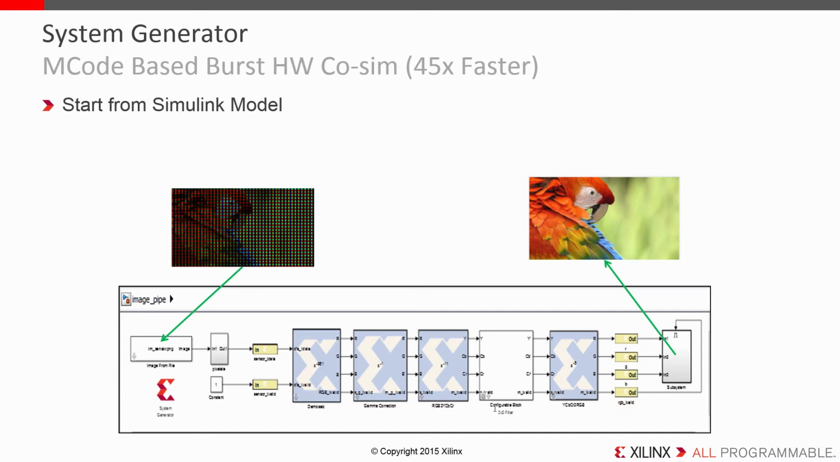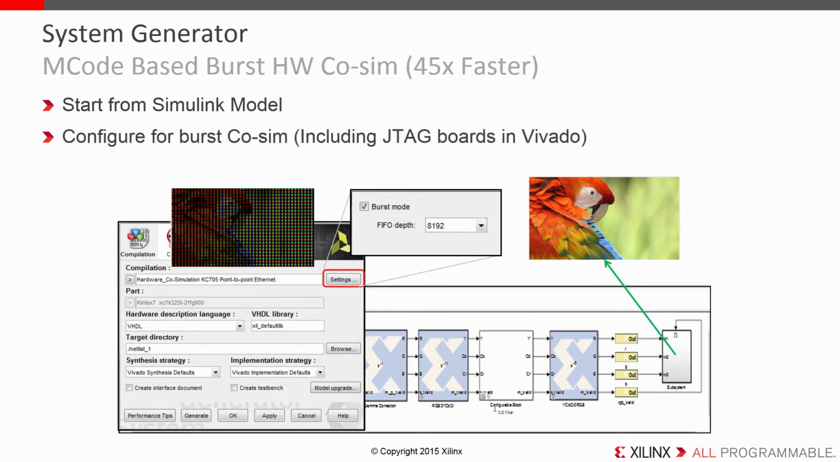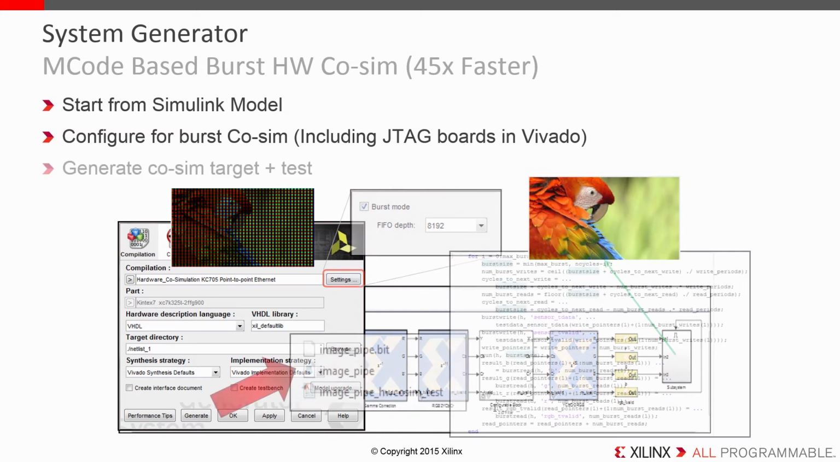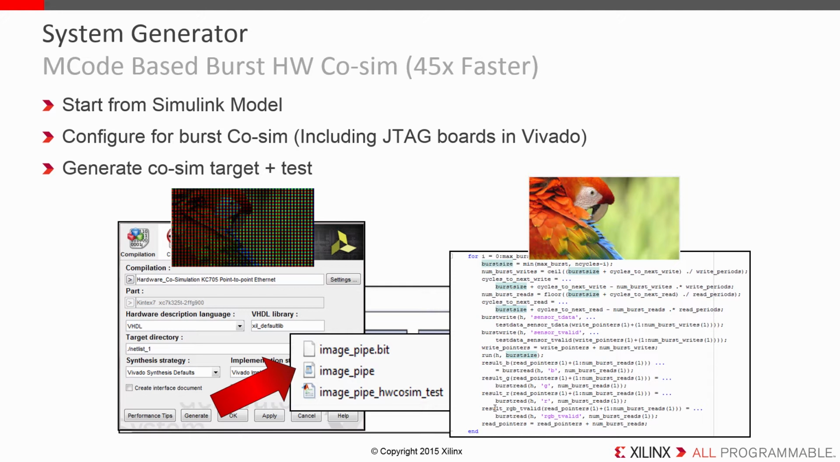In this example model, we start with an image processing path. Bayer formatted images are passed through the chain of IP, and the result is an RGB-corrected image. After initial verification, the System Generator token is invoked and configured to create a burst mode co-simulation target. Any 7 series board with JTAG can be added as a custom compilation target, although it does require a small amount of XML code to be manually added, so the board is also visible in Vivado. After configuring the System Generator token, the netlist generation automatically uses Vivado to create a bitstream for the co-simulation target.